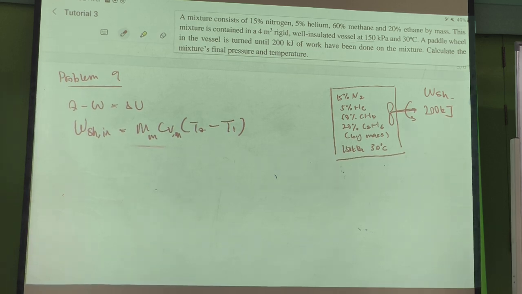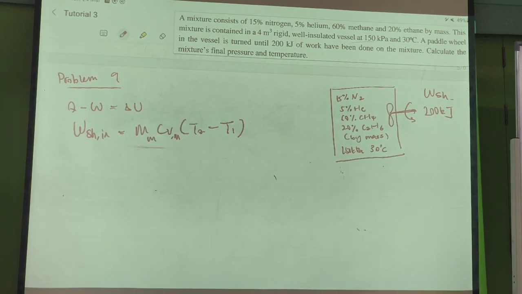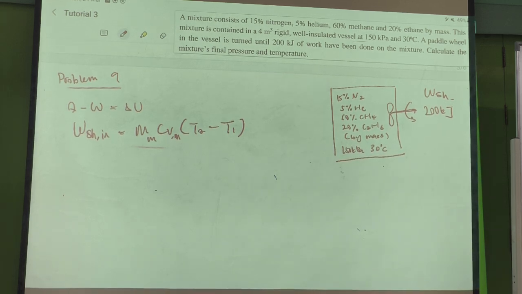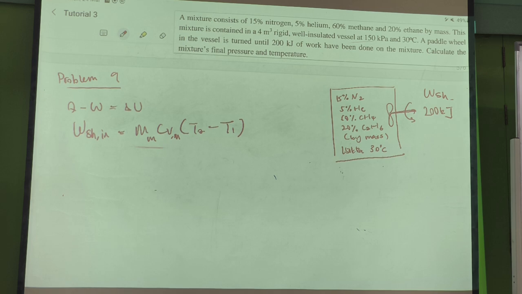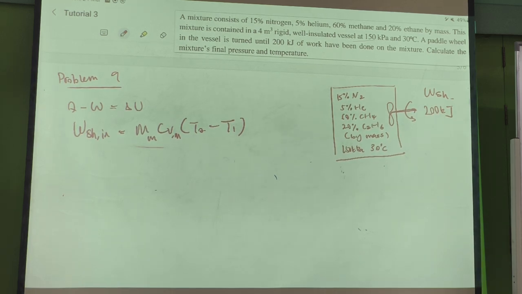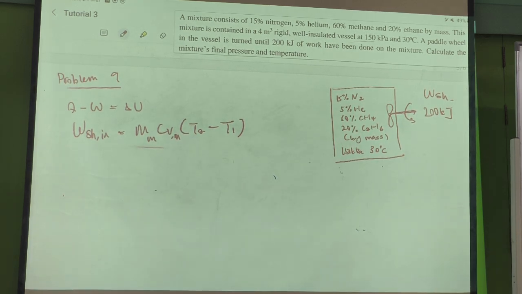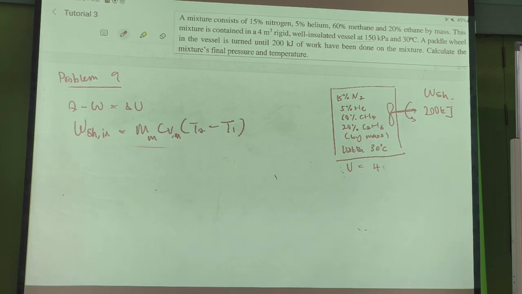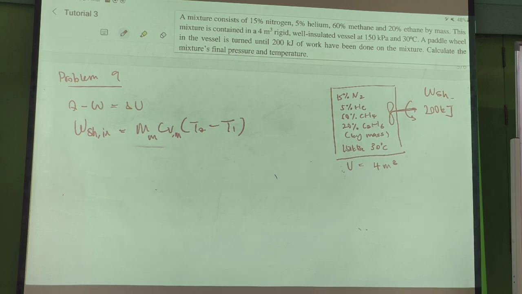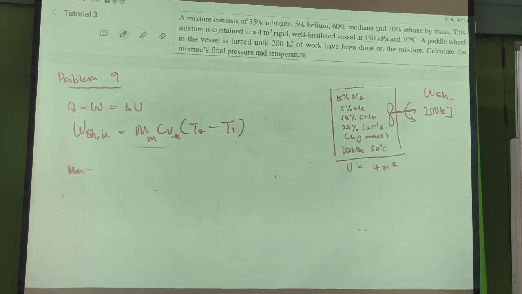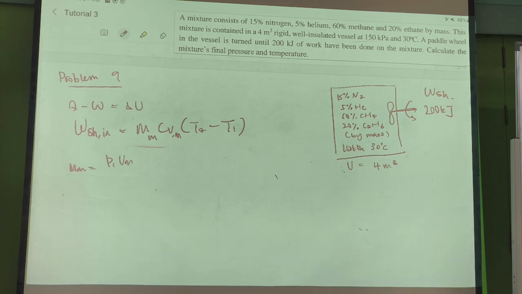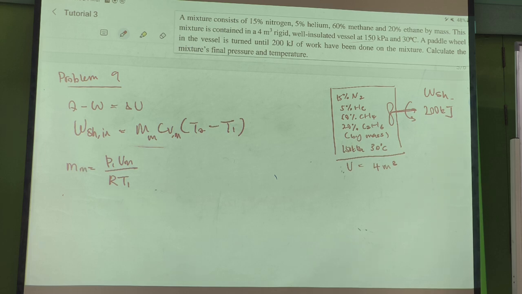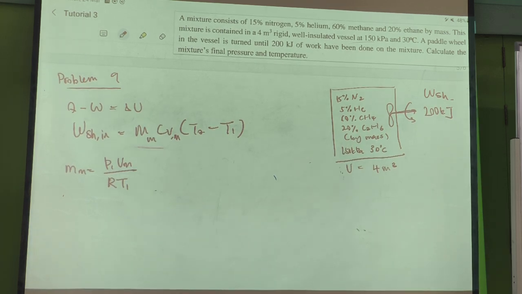So now the main issue here is that you need to first find out the total mass. Once again, you can use the initial volume, the initial pressure, RT1, in order to find the mass.